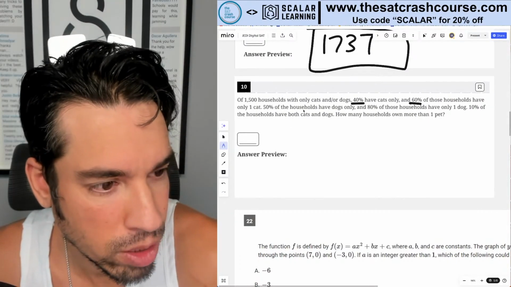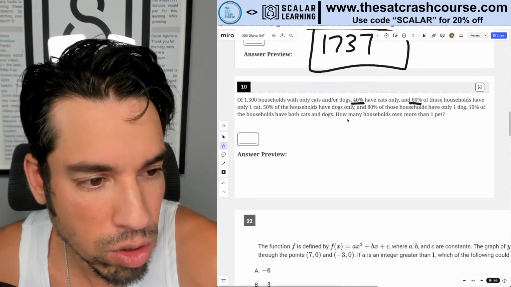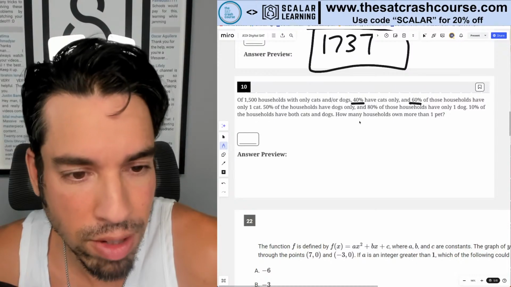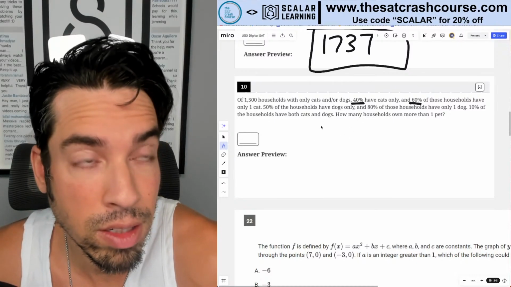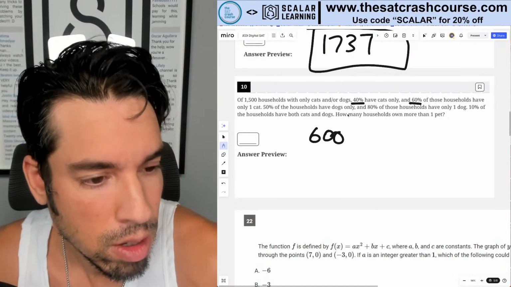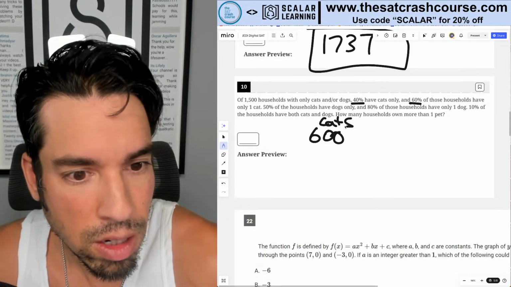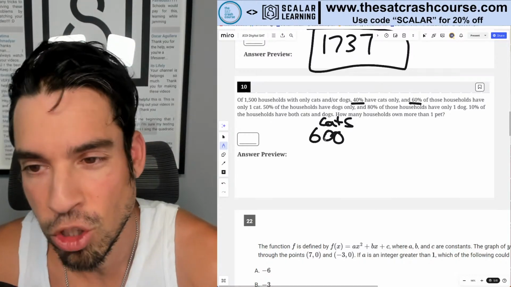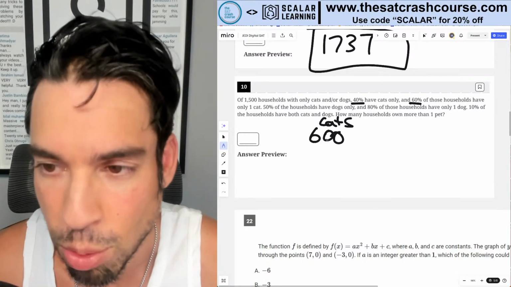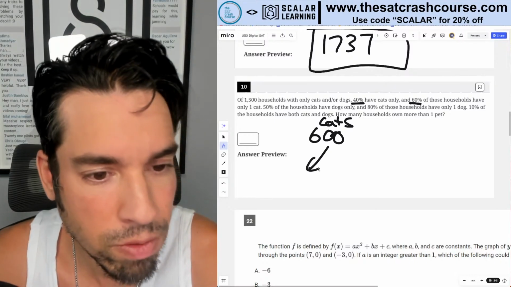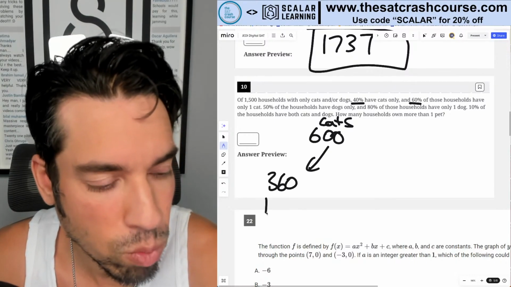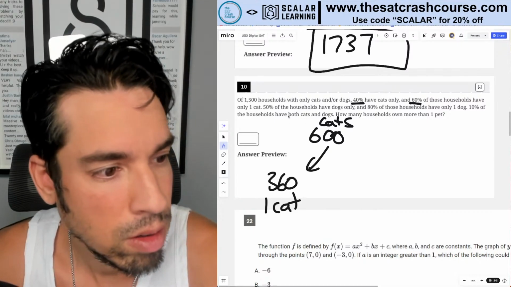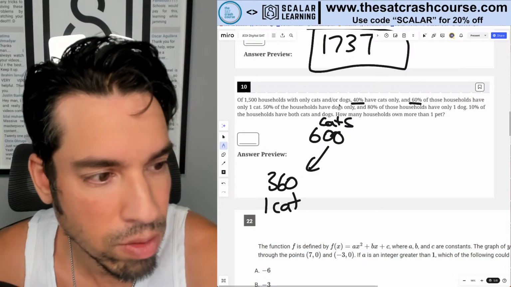So 1,500 with only cats and or dogs. So 40% of 1,500 have cats only. 40% of 1,500 is 600. I'm just doing some mental math. Okay, so 600 have cats, and 60% of these, so 60% of 600, I'm just doing it mentally, but you can do it in Desmos with 0.6 times 600. Of this, 360 have one cat. Okay. Then we have 50% of the households have dogs only.